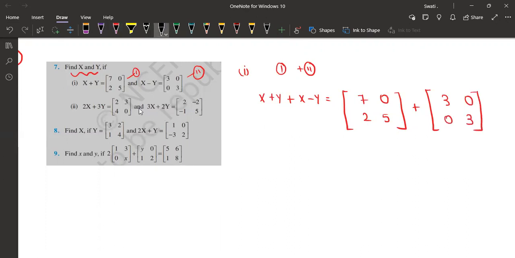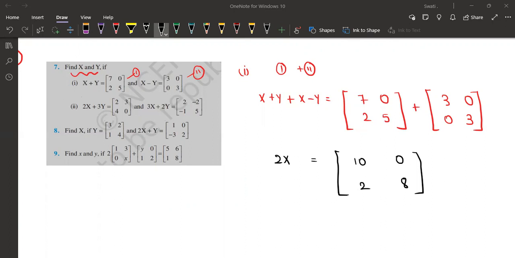Now, clearly x plus x is going to be 2x, and y minus y will be 0, so no need to write it down. And here we know how to add this. 7 plus 3 is 10, 0 plus 0 is 0, 2 plus 0 is 2, and 5 plus 3 is 8. Now we have got 2x, but do we need the value of 2x? No, we need to find the value of only x. So what are we going to do here?